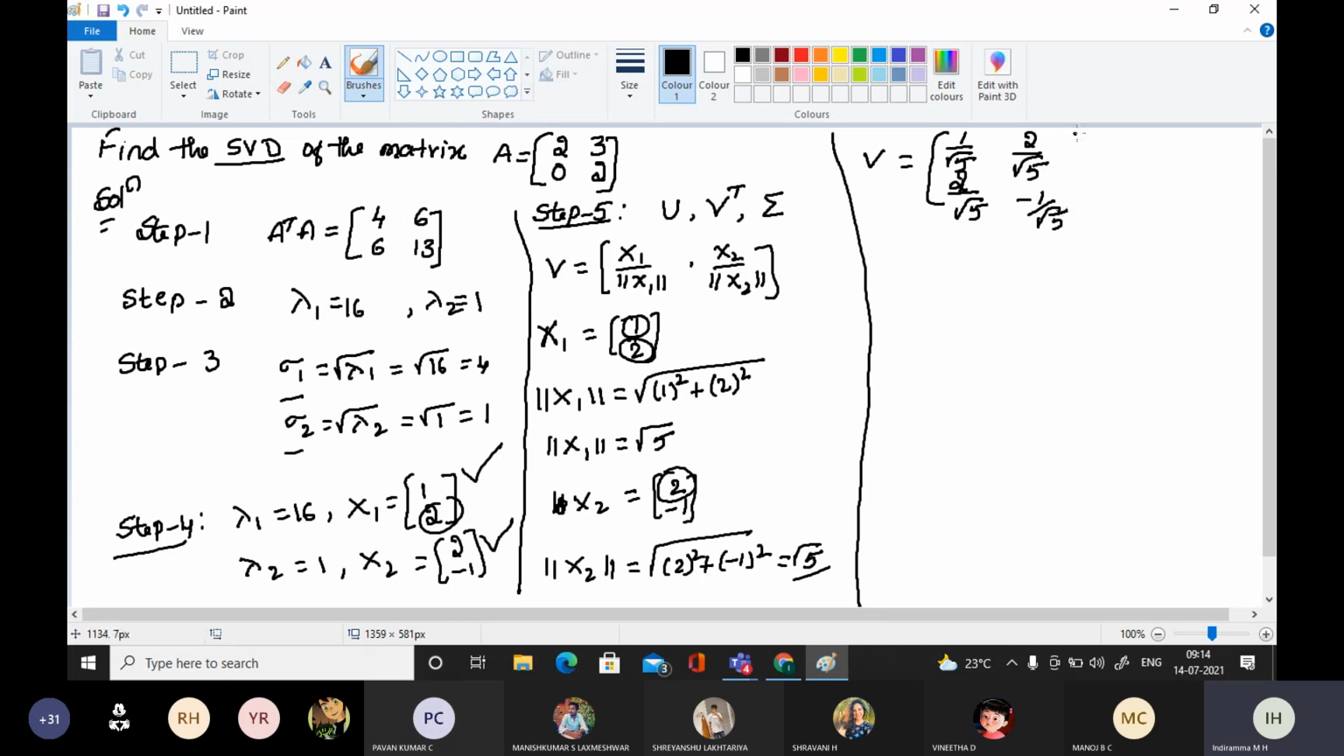So this is the matrix V. The first column is called V1 and the second column is called V2. Is that clear?